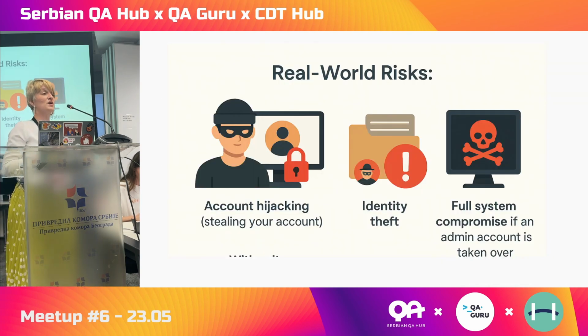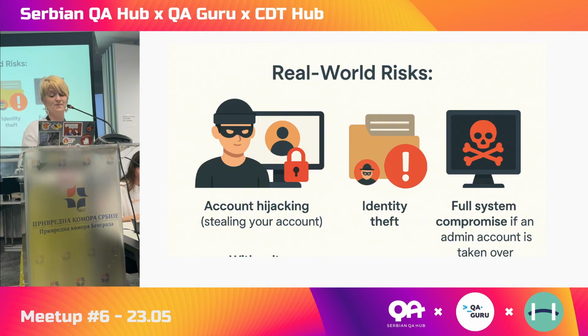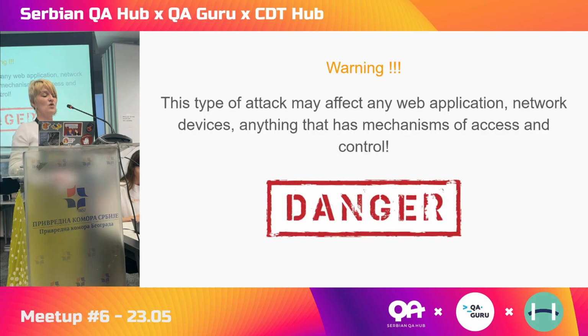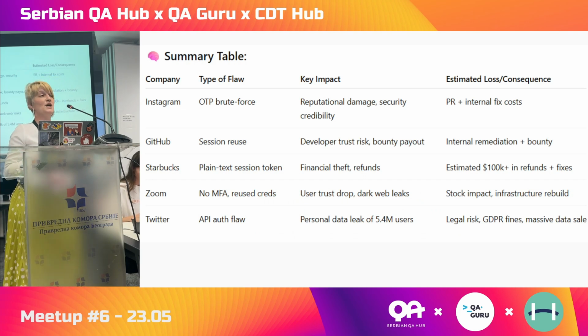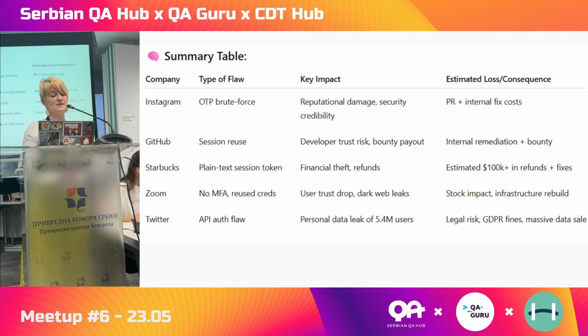So what are the real world risks? They are account hijacking, identity theft, and the full system can be compromised if an attacker steals an admin user. And now is the warning. An attack may affect any web application, anything that has a mechanism of access and control. And the majority think, maybe not in the IT sector, but in other companies, that this is happening to somebody else. But in this example, you see well-known companies that have had these attacks and their consequences, like Instagram, GitHub, Starbucks, Zoom, and Twitter. So strong authentication is essential for everyone.